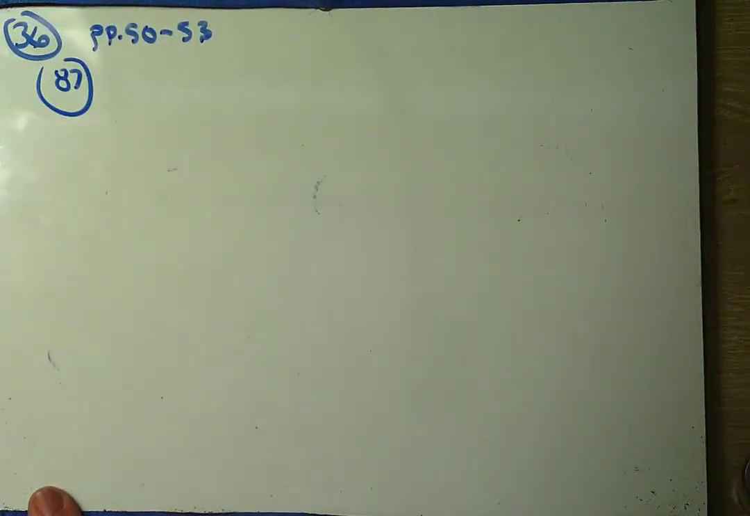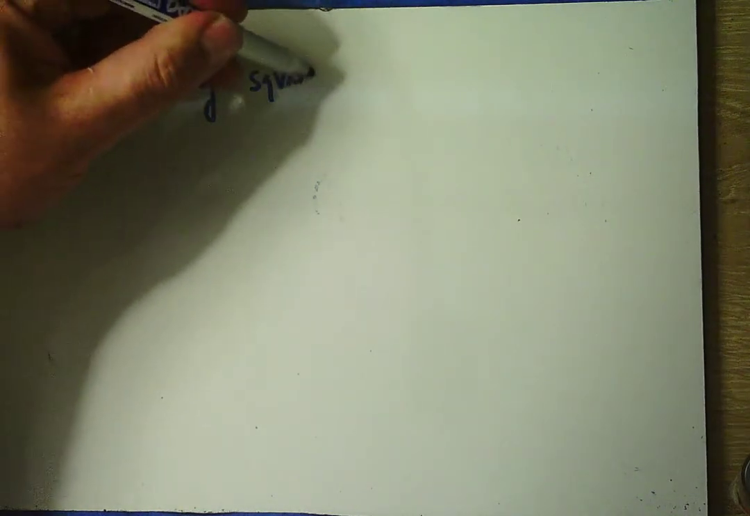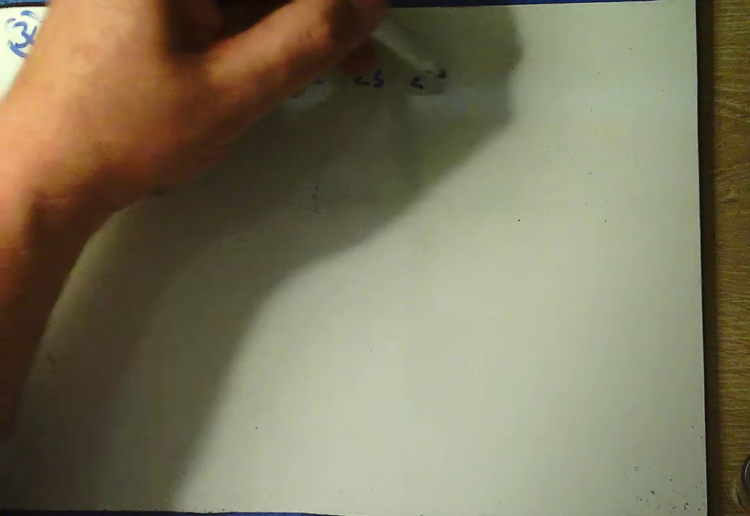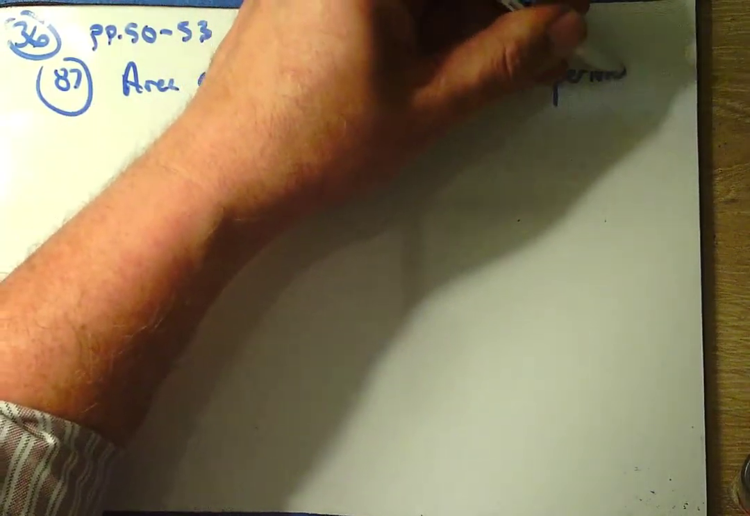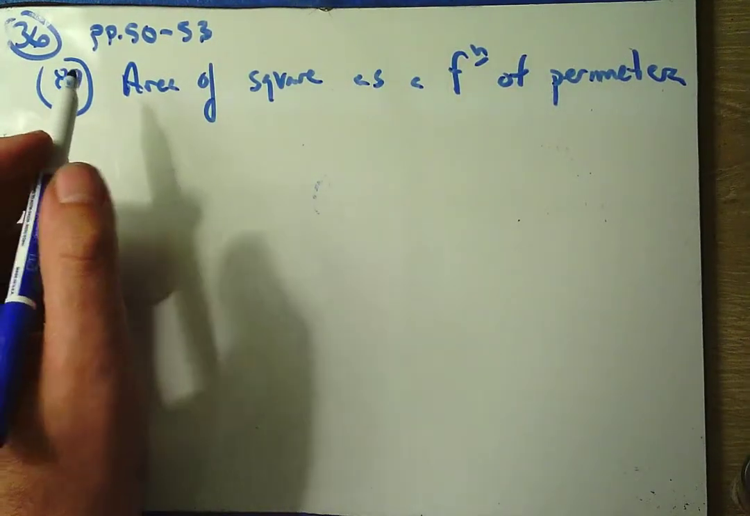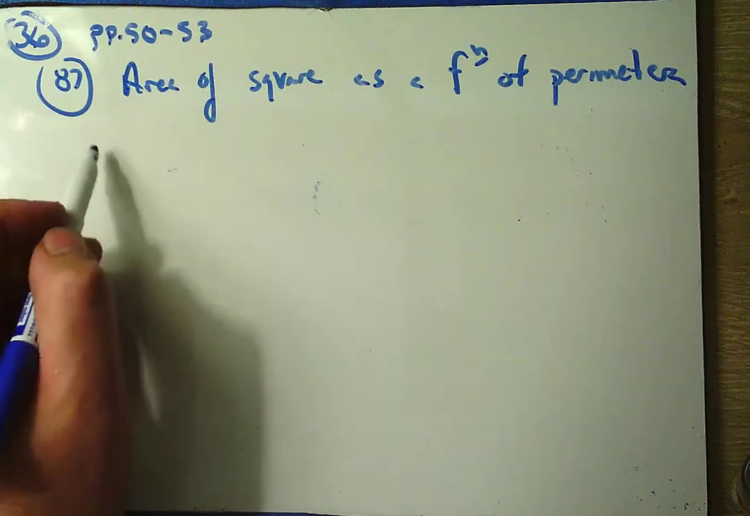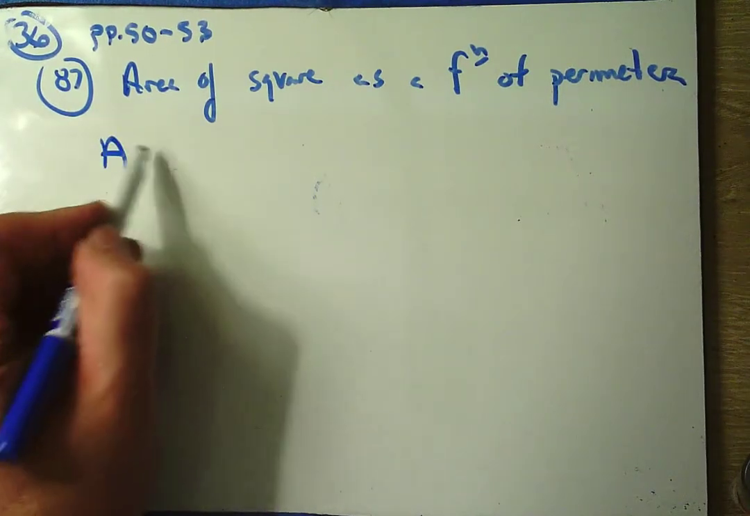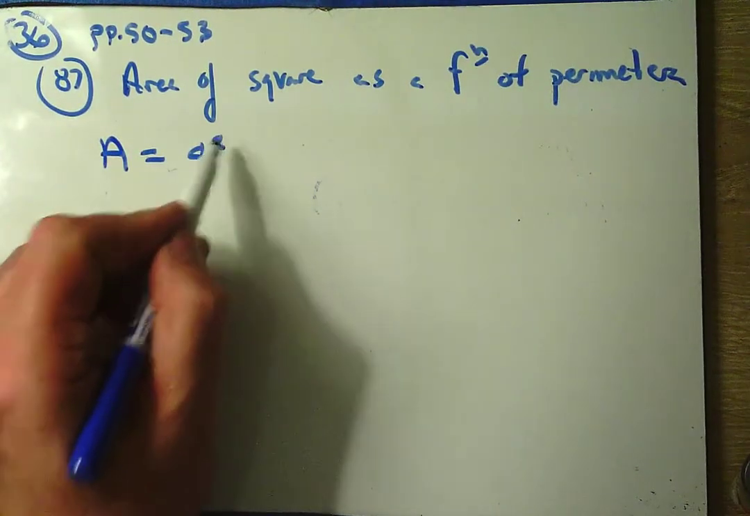87 is our first problem. 87 says, write the area of the square as a function of perimeter. Okay, so what do we know about area of a square as a function of perimeter? Well, I know a formula for area of a square. It's side squared.